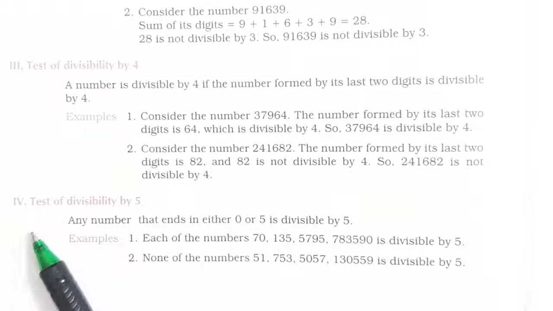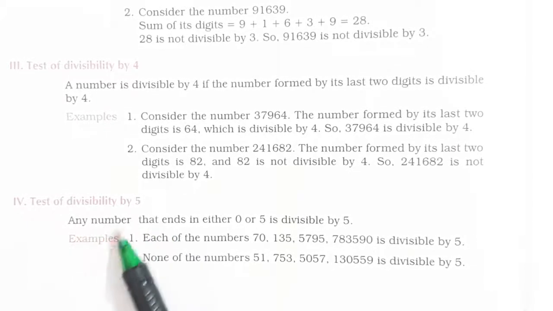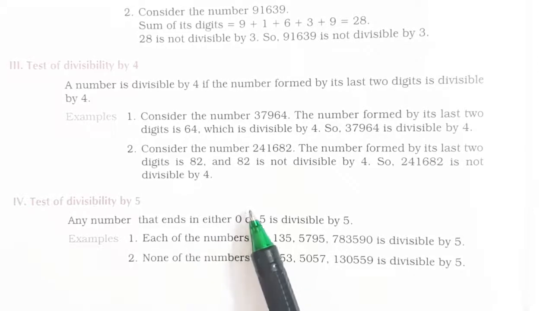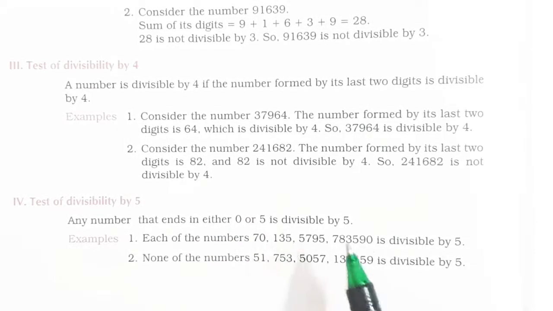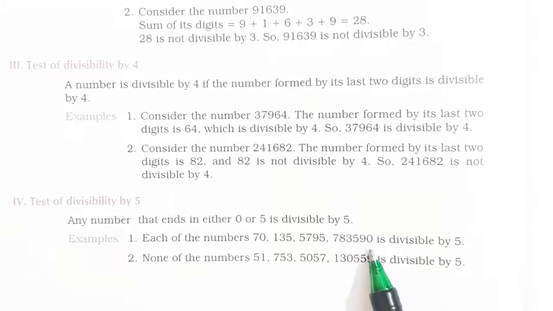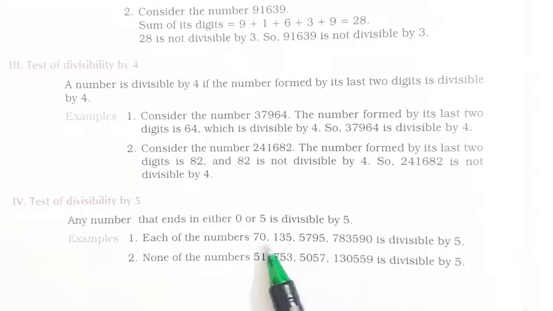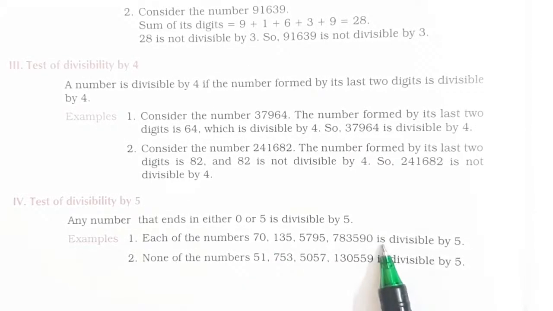Now let us discuss test of divisibility by 5. Children, it is very easy. Any number that ends in either 0 or 5 is divisible by 5. For example, each of the numbers 70, 135, 5,795, 7,83,590 is divisible by 5. Now why, children? You can see the last digit. It is either 0 or 5.